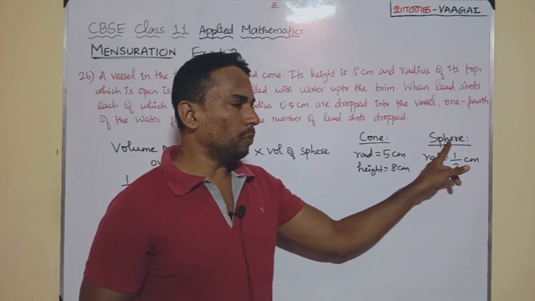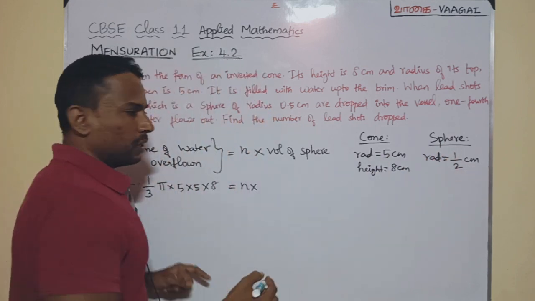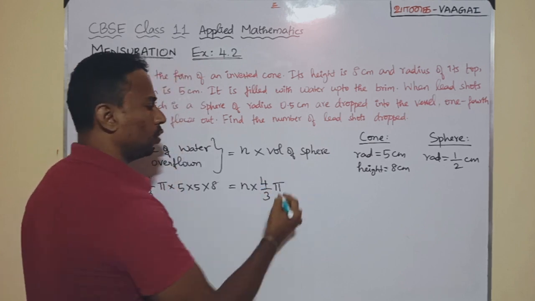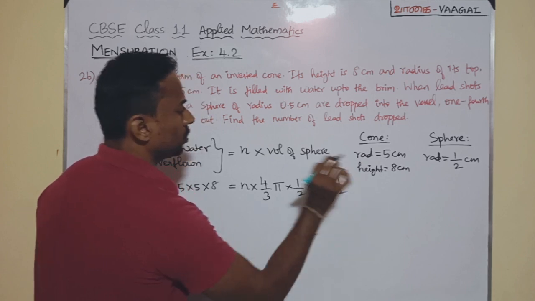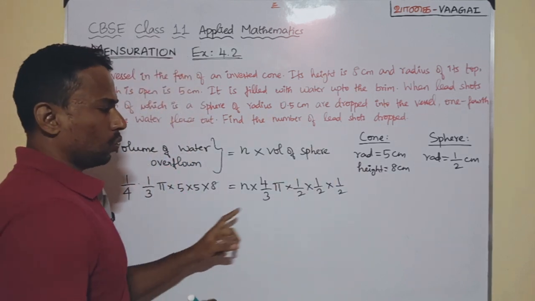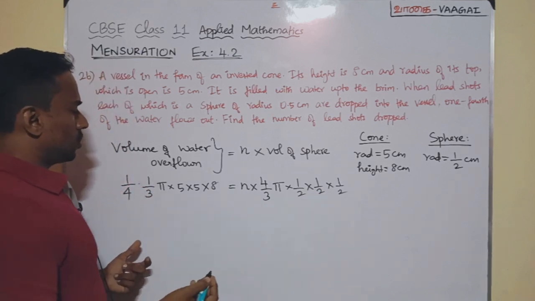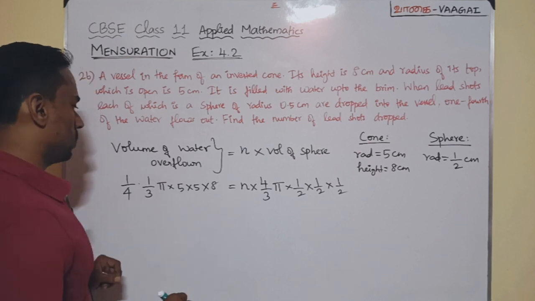Now we also know about the sphere. Radius is half a centimeter and volume of a sphere is going to be 4/3 pi r cube. R cube means 1/2 into 1/2 into 1/2. So this is going to be the radius, so we have to cube it, right? So 3 times. Now when we clearly solve this equation itself, we'll be able to get the value of this n. That's it. So let's carefully solve this.